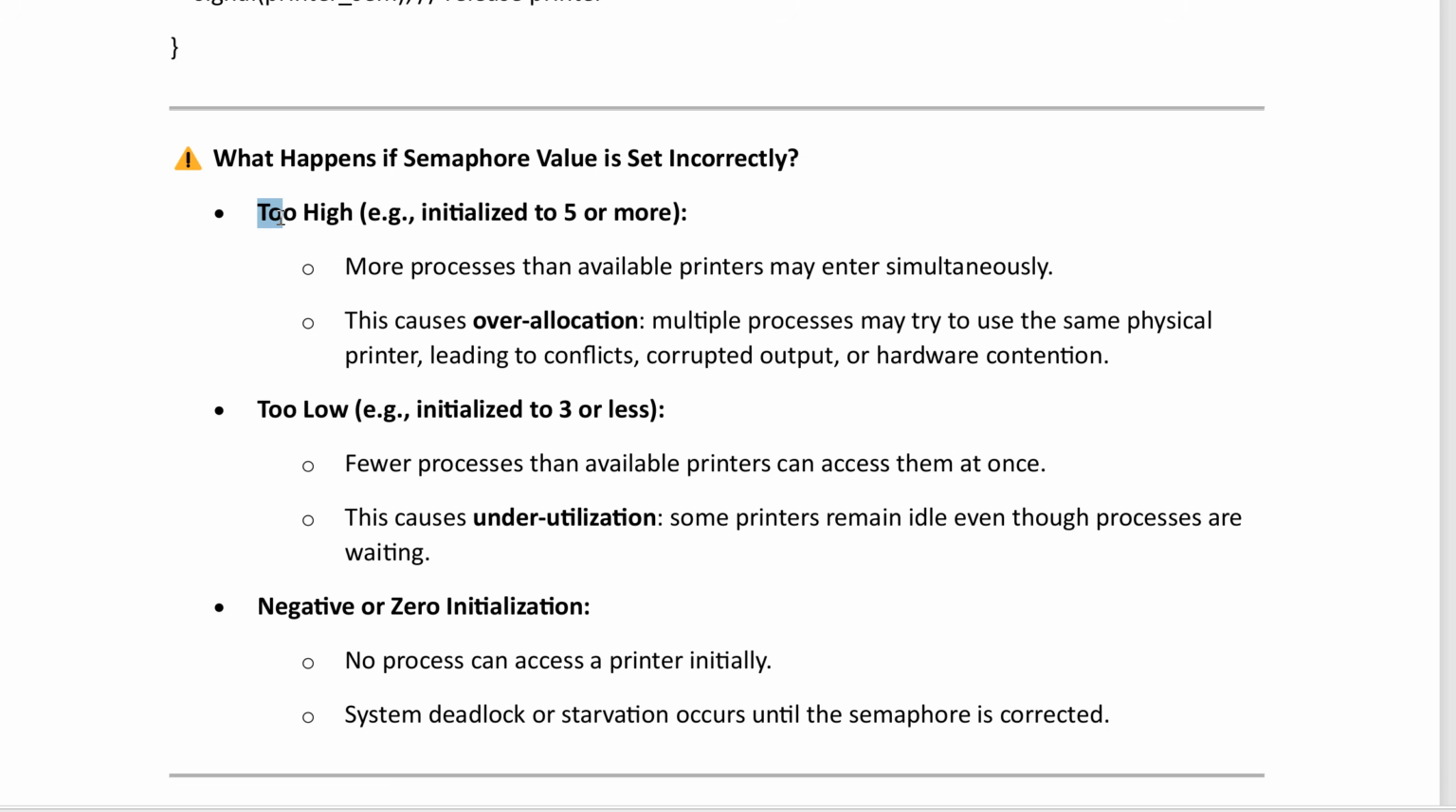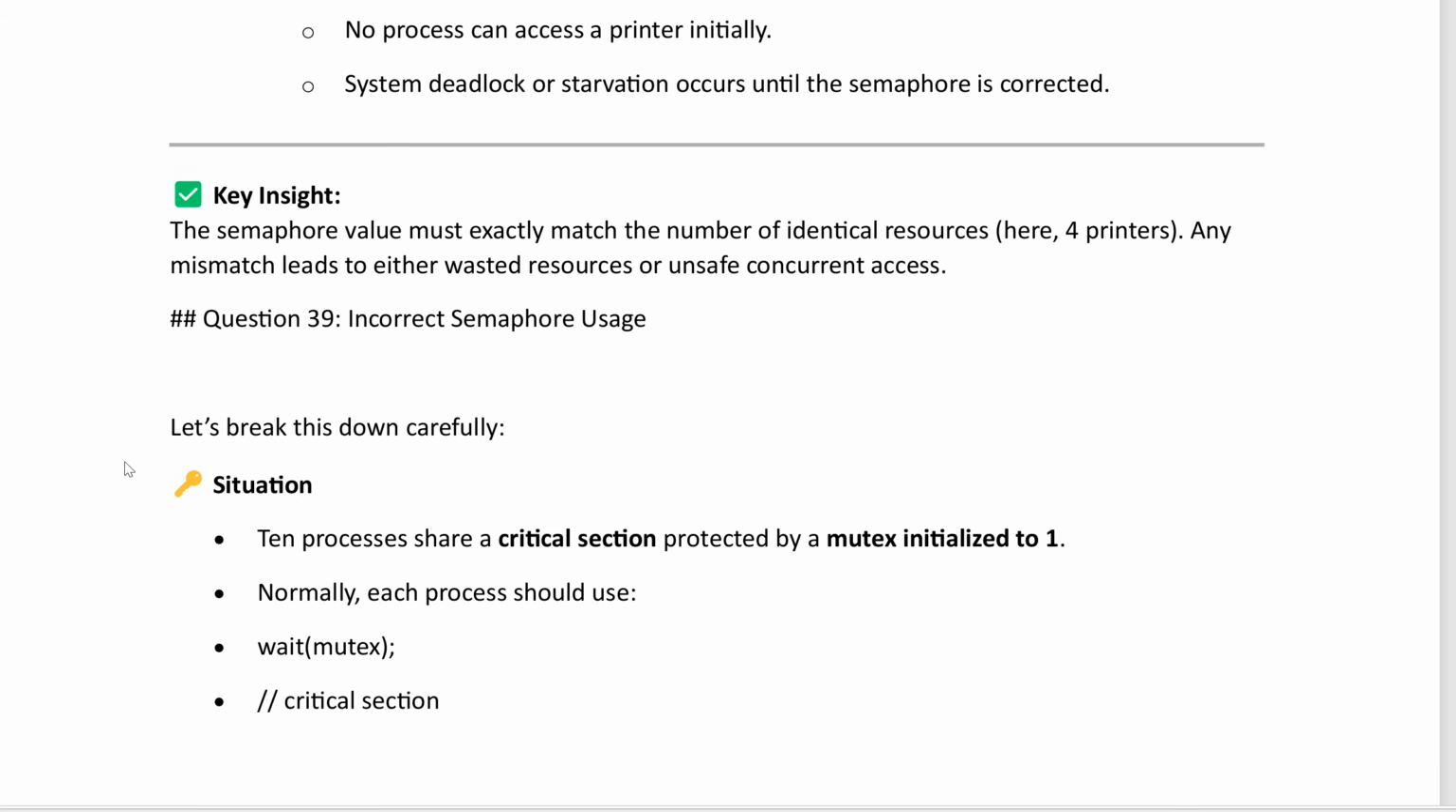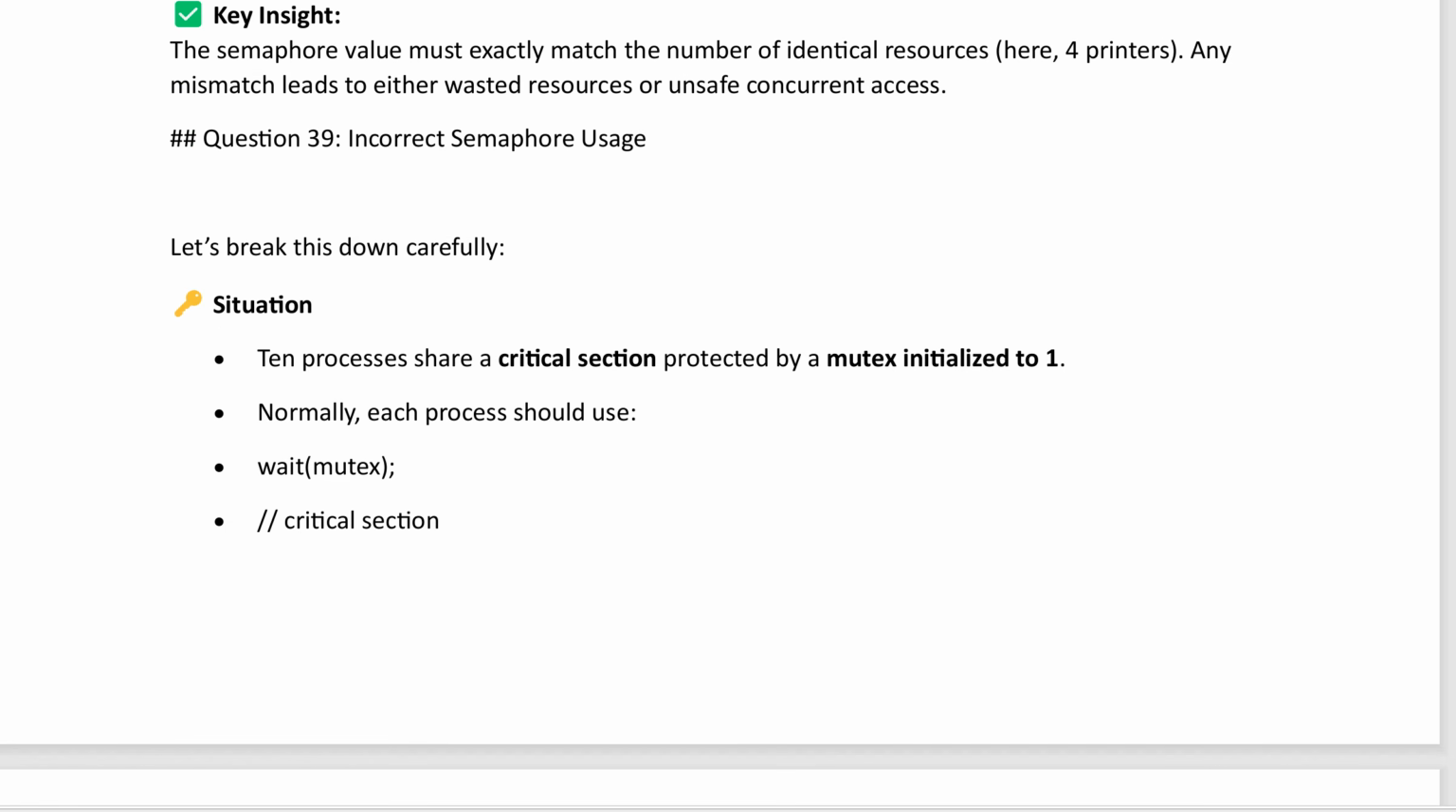I have told you 3 scenarios: when the value of the semaphore is set too high, when set too low, and when the value of semaphore is initialized to negative or 0, right? So the semaphore value must exactly match the number of resources. So the value of the semaphore should be 4, that is equal to the number of printers. That is, the number of printers is 4, so the value of semaphore should also be equal to 4, right?